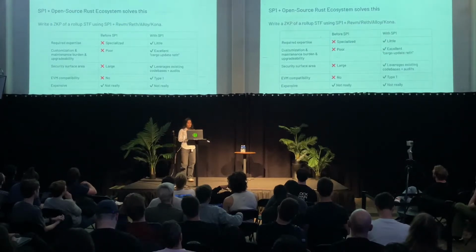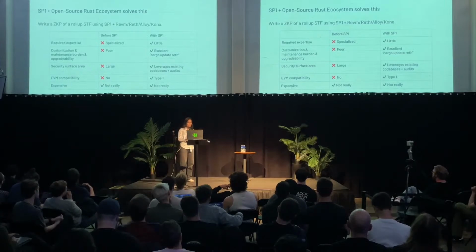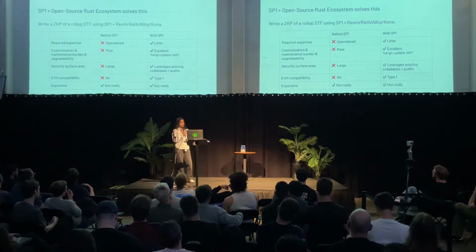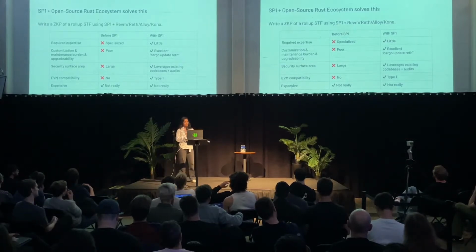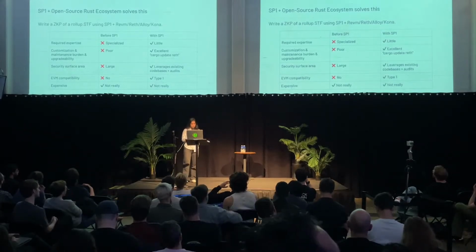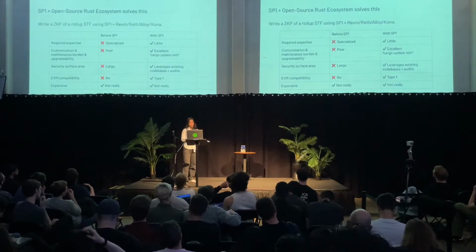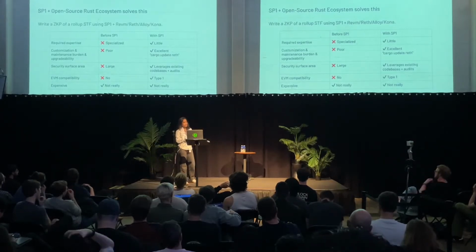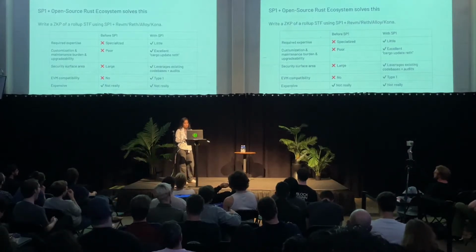So when you have SP1, and now you can write your ZK state transition function using SP1 plus Revm, Reth, Alloy, Kona, etc., you solve a lot of the problems with ZK rollups of today. Basically, you can just write normal Rust, so you don't have to be a cryptographer. It's really easy to upgrade and maintain. I kind of joke it's as simple as cargo update Reth. When Reth upgrades and they're implementing all this stuff, we just get all of that for free.